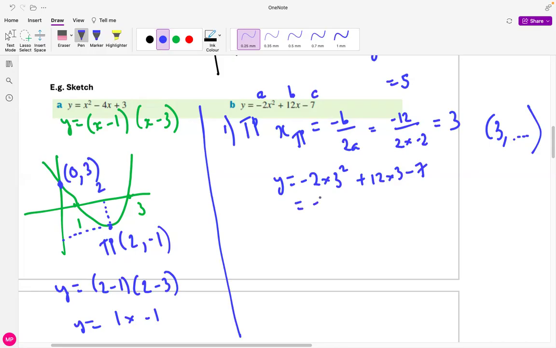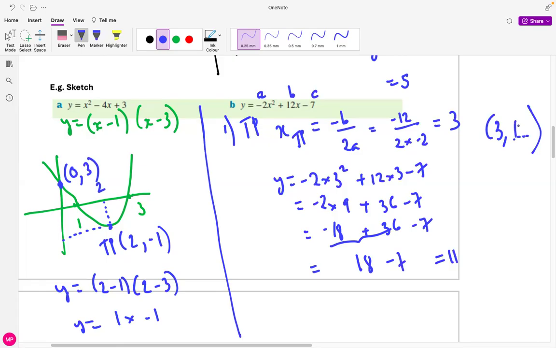So -2 times 3 squared gives me 9. 12 times 3 is 36 minus 7. -2 times 9 is -18, plus 36 minus 7, which is positive 18 minus 7. That gives me 11. So I know that my turning point is (3, 11).